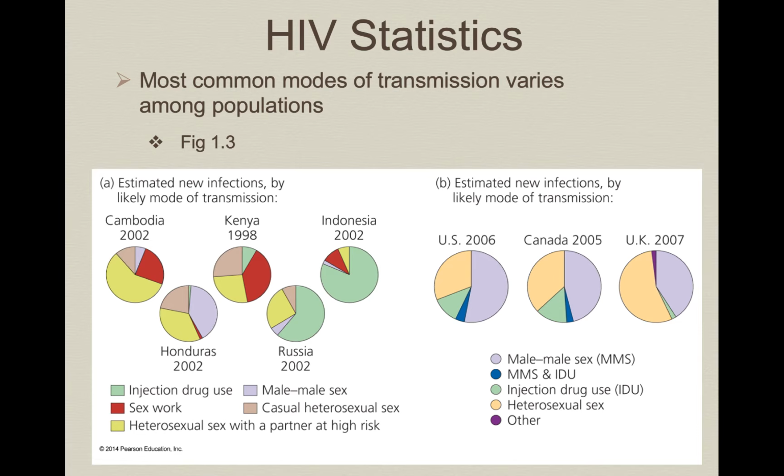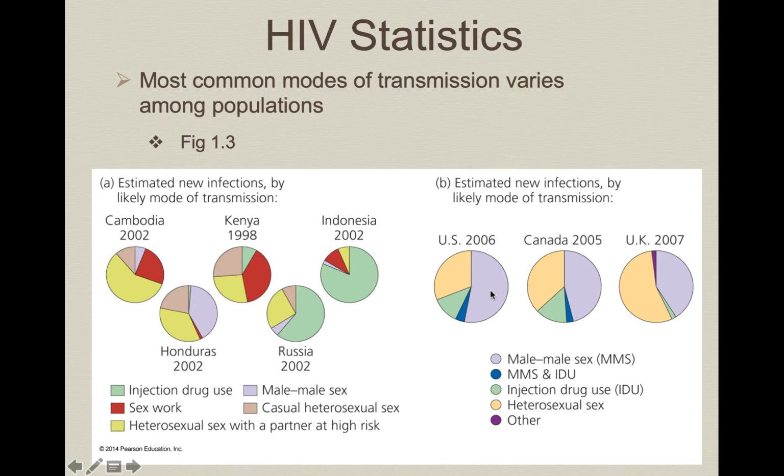The most common modes of transmission vary among populations. You can see that by looking at these pie charts here. For example, in Kenya, look at how much of this is due to the sex trade. In other areas, there's a large fraction associated with heterosexual sex with a high-risk partner. Casual heterosexual sex is also a big issue in Kenya and Honduras. In Russia and Indonesia, injection drug use is the biggest problem area. And so a different social approach will be needed in different countries to combat these transmission rates.